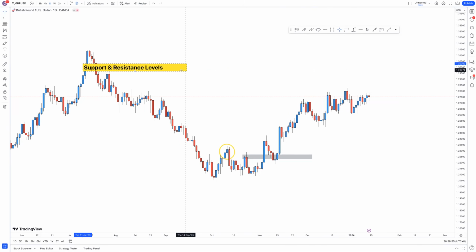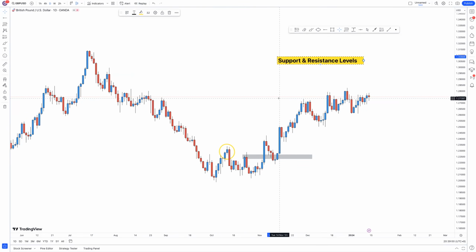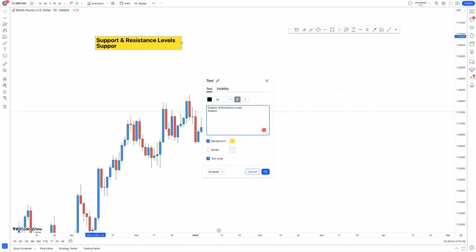So for support and resistance levels, what we are looking for is essentially levels where price is reversing. A support level basically acts as a floor. A resistance level acts as a ceiling.